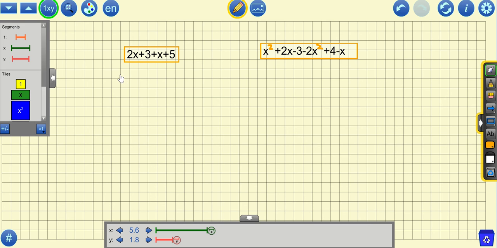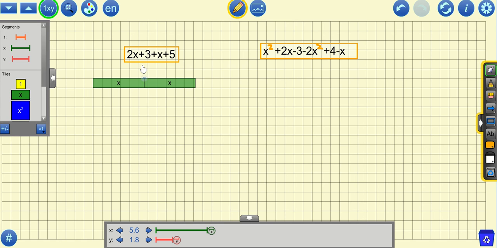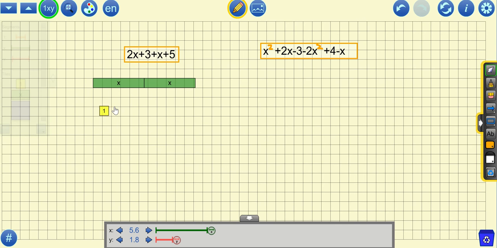like terms. So here we've got 2x plus 3 plus x plus 5. So 2x, one thing I should show you guys is I changed this down here to 5.6 just so the tiles look more like the ones we're used to using. Okay, so I'm going to pull this guy out here, and so that's obviously 1x, 1 green french fry. If I want 2, I can just hit this button. Now I have 2.